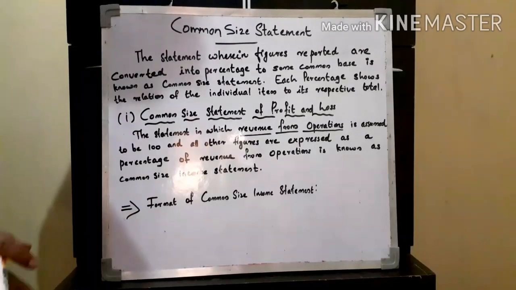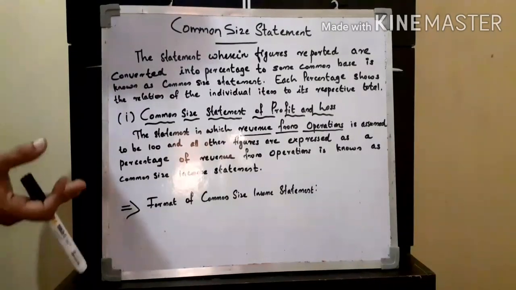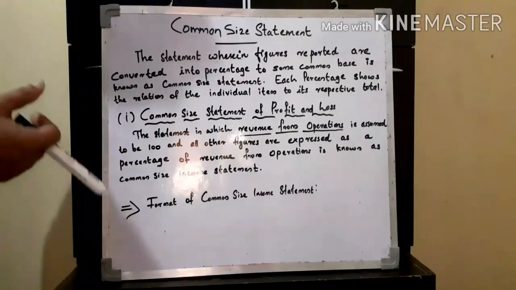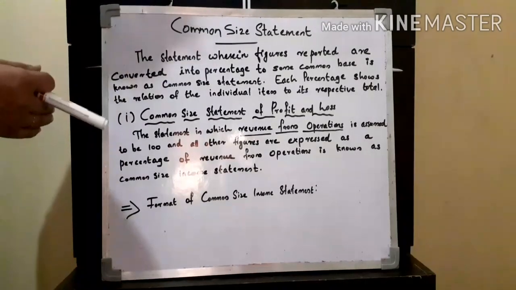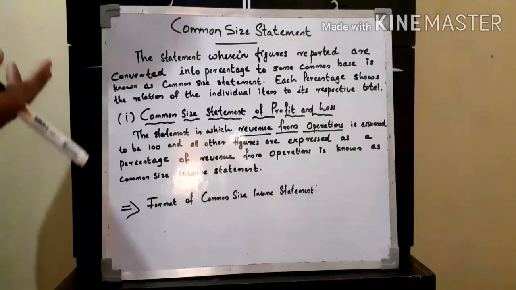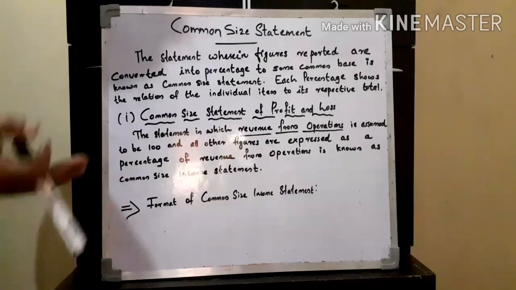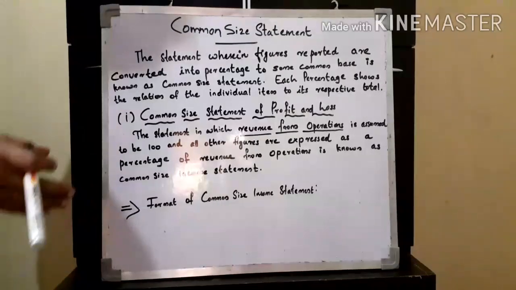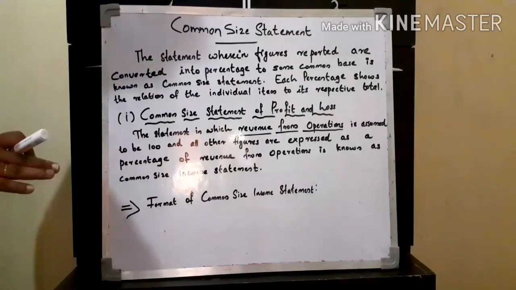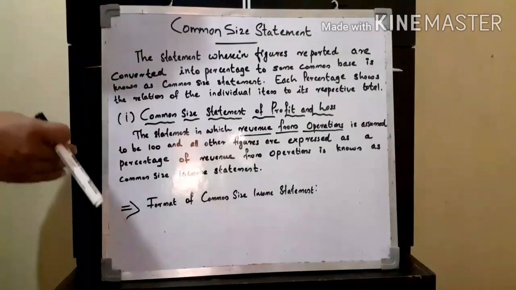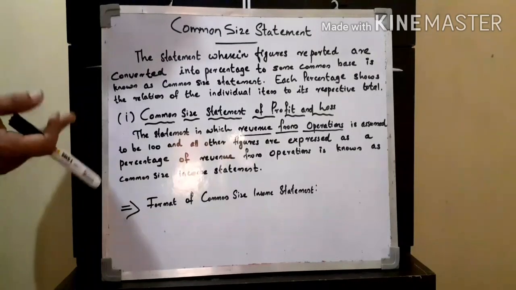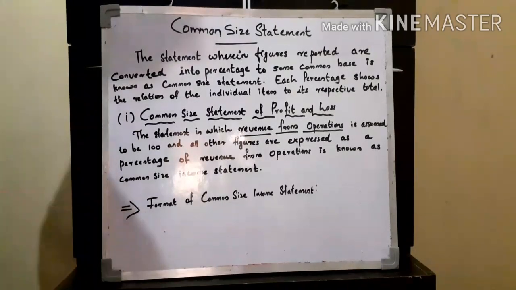Revenue from operations or net sales we consider as the base, and all other figures, the items we have already discussed in the comparative statement of profit and loss, the same particulars we also discuss in the common size statement. Then each and every individual figure is converted into percentage of the common base.